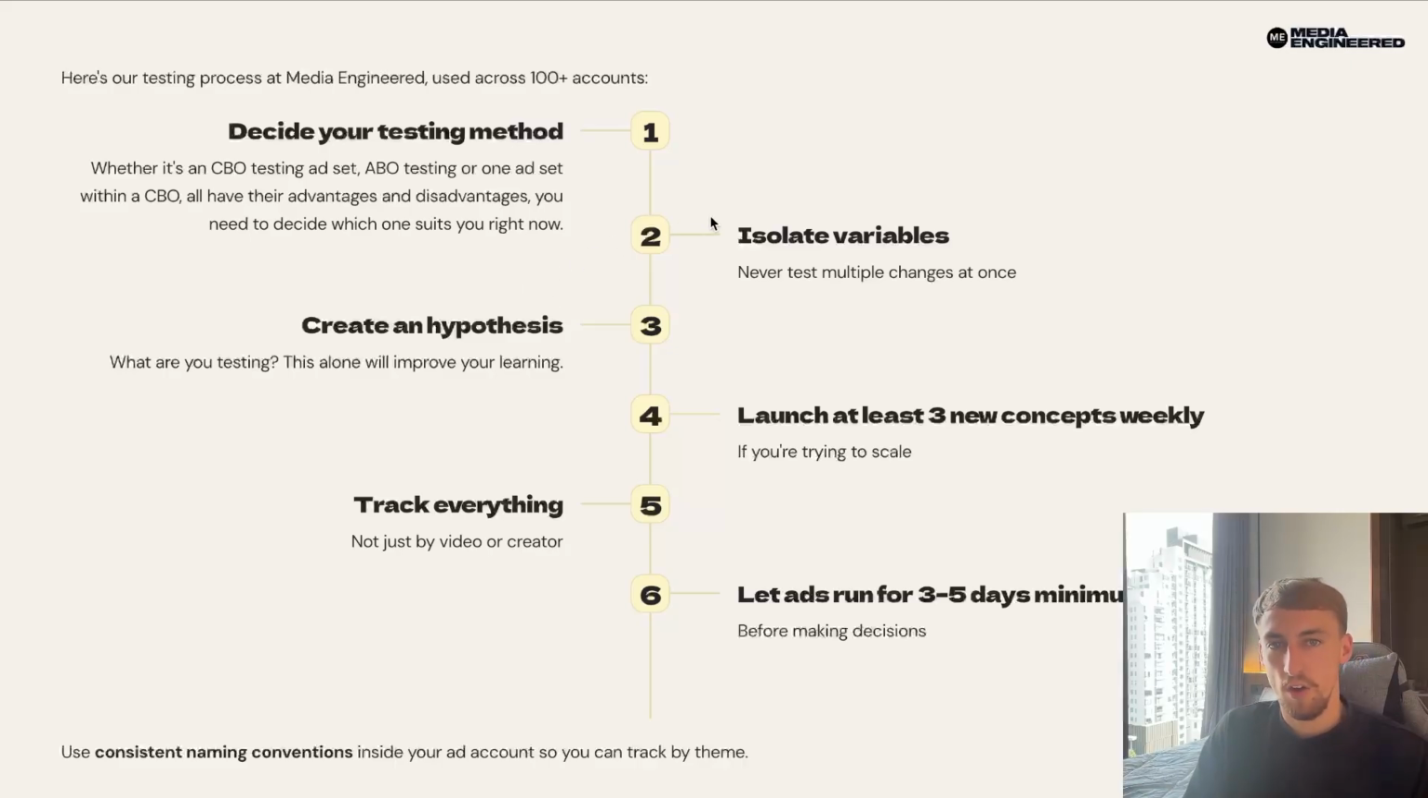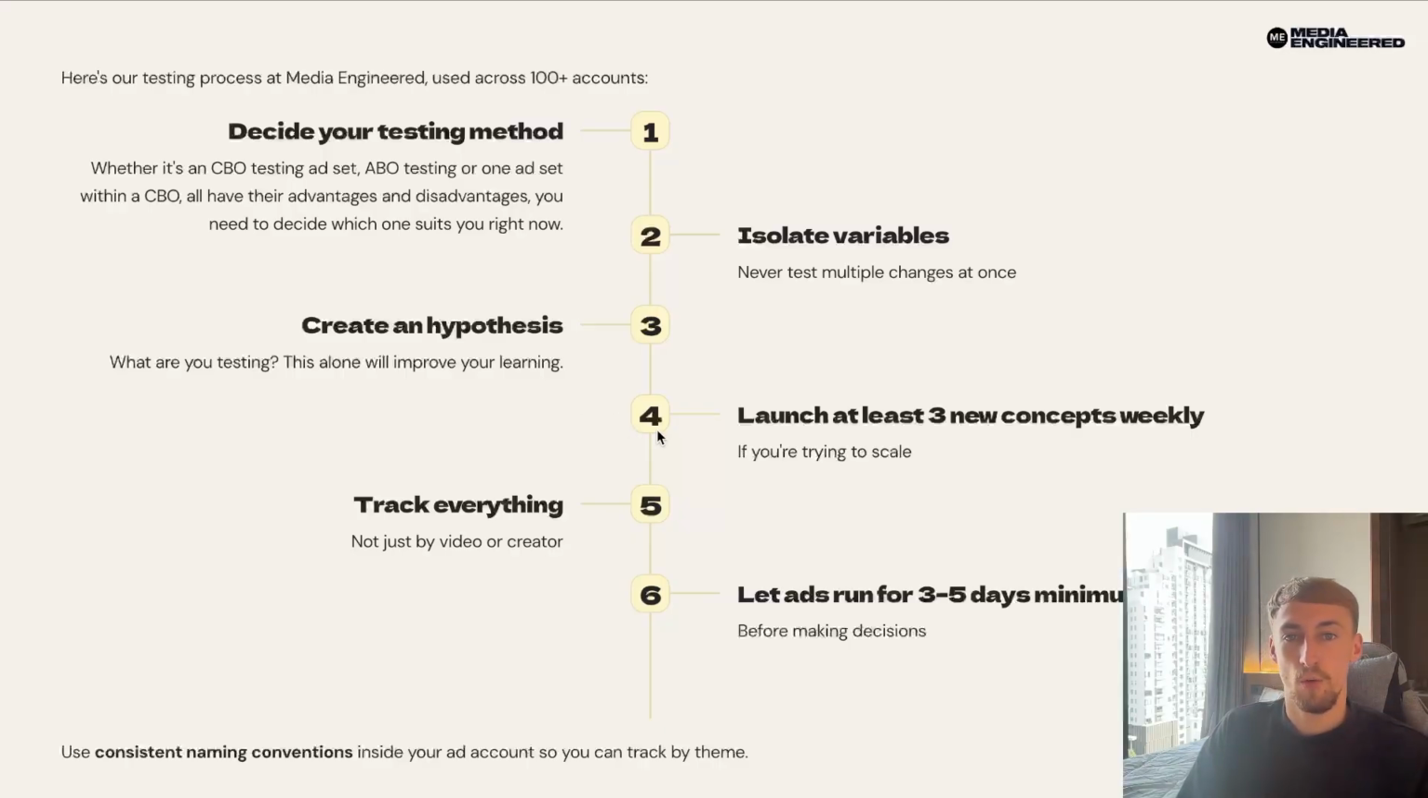So second is isolate variables. Never test multiple changes at once. And this kind of leads on to my third point, which is create a hypothesis. So what are you testing? This alone will improve your learning. So if you actually track down, okay, this hook worked on this other ad and now I'm going to try it on this top performer, you can actually create some kind of idea of what you're testing, and being aware of this will improve the results in your ad account.